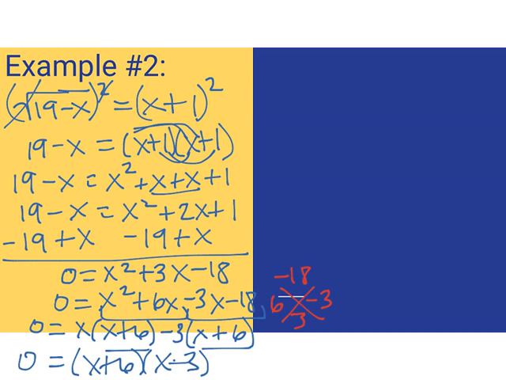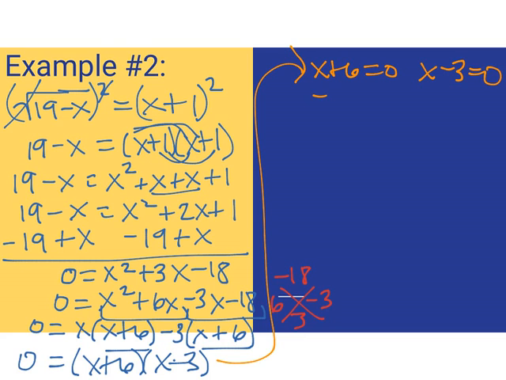So from here, you guys, this is where we would actually go through and solve, set these each equal to 0, and we're going to solve for x to see what our actual options for plugging back in would be. So I'm going to subtract 6 from both sides on that one. I'm going to add 3 to both sides on that one, so I get x equaling a negative 6 here and an x equaling 3 here. Again, our last step, we actually have to check for any extraneous solutions.